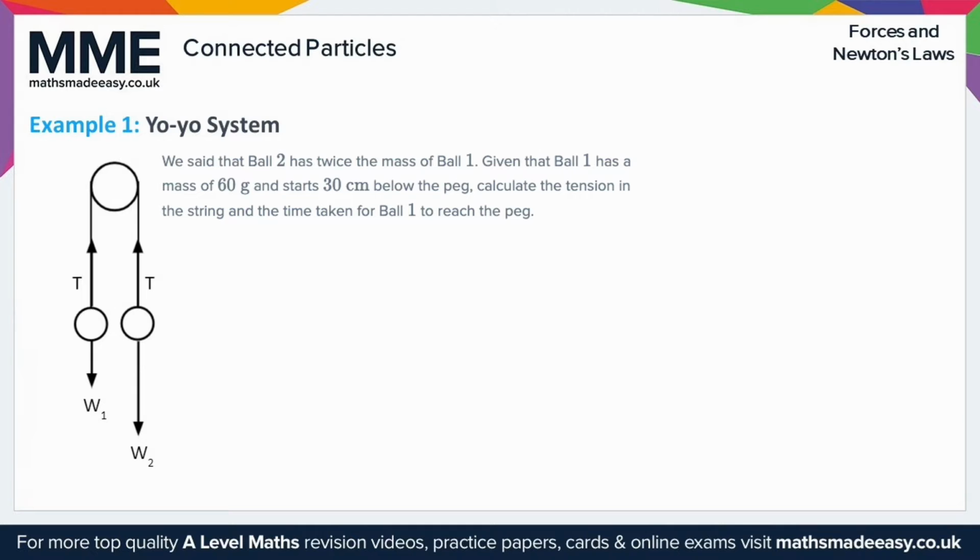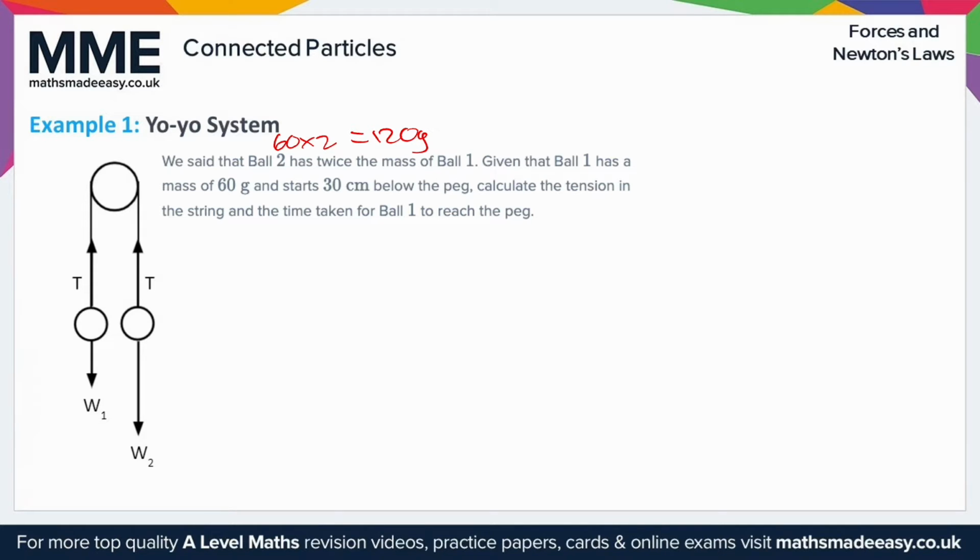We have two balls, ball 1 and ball 2, and we know that ball 2 has twice the mass of ball 1. We're given that ball 1 has a mass of 60 grams, so that must mean ball 2 is 60 times 2, so 120 grams. It starts 30 centimeters below the peg. Calculate the tension in the string and the time taken for ball 1 to reach the peg.